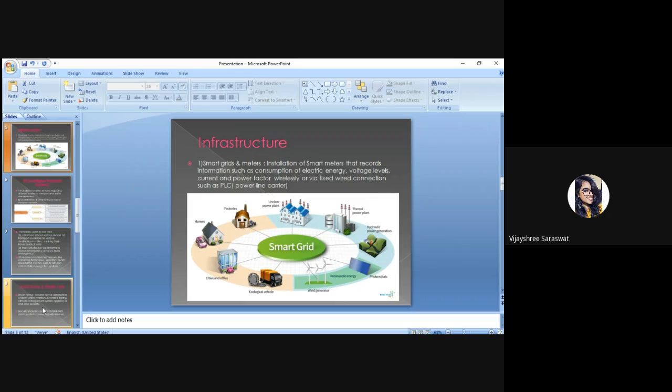It is sound infrastructure which makes our city smart, and various facilities can help in making the infrastructure of cities sound. First, smart grids and meters: installation of smart meters that record information such as consumption of electric energy, voltage level, current and power factors, wirelessly or via fixed wire connection such as PLC, power line carrier.